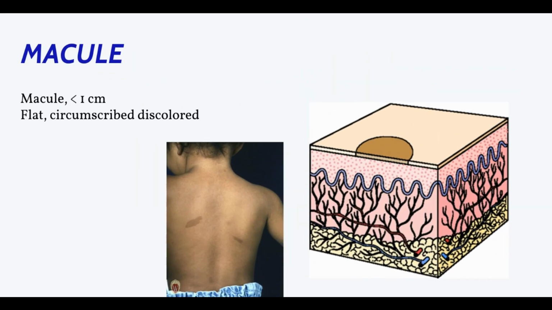All right, so let's talk about a few of these. Let's start off with a macule. Here you have some pictures that will describe what a macule is. It is circumscribed in color and it is flat. So it is less than 1 centimeter as well.